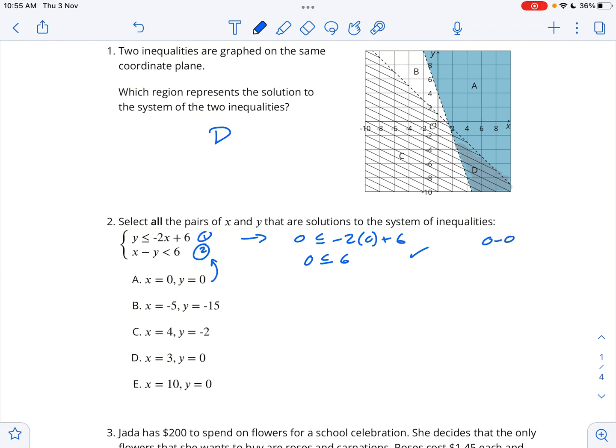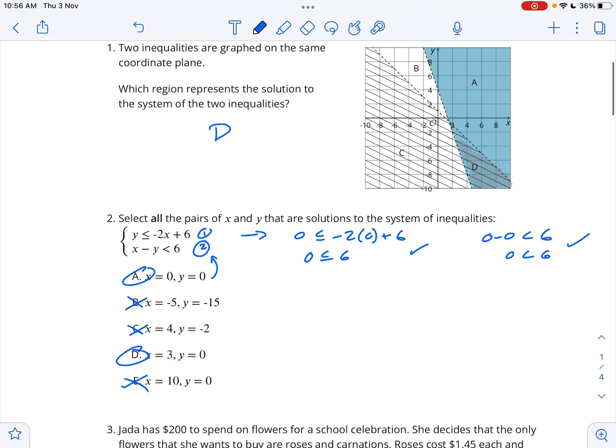For my second equation, I'm plugging 0 in for x and y. 0 minus 0 is less than 6. Well, that works. 0 is less than 6. So that tells me that A is going to be a solution. If you did the same thing, B would not work, C would not work, D does work, E does not. So A and D are the two that work, and you'd figure that out by substitution.